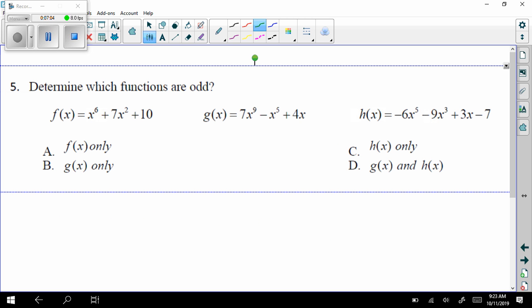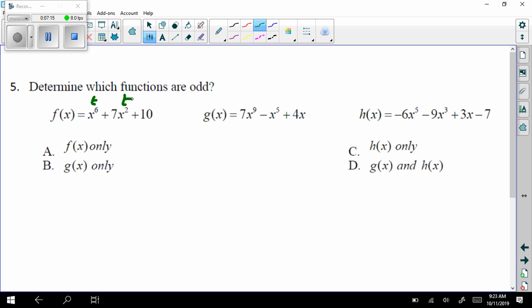Which functions are odd? Since these are all polynomial functions, we're just looking for the exponents. That's an even exponent. That's an even exponent. And this would be x to the 0, which is an even exponent. So this is actually an even function because everything's even.